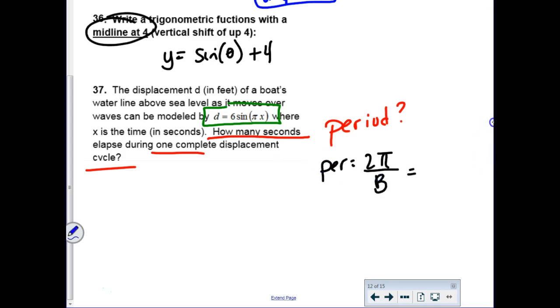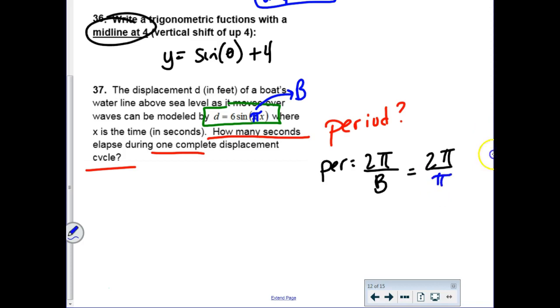So I go back to my formula. My b in this formula is weird. It's a pi. So it's just going to be 2. Now, guys, this is a real-life question, kind of. So if the answer comes out weird, like, oh, your boat bobs every pi over 4 seconds, that's a weird answer for a real-life question, right? An answer like 2... Oh, I said the wrong thing. This is pi.